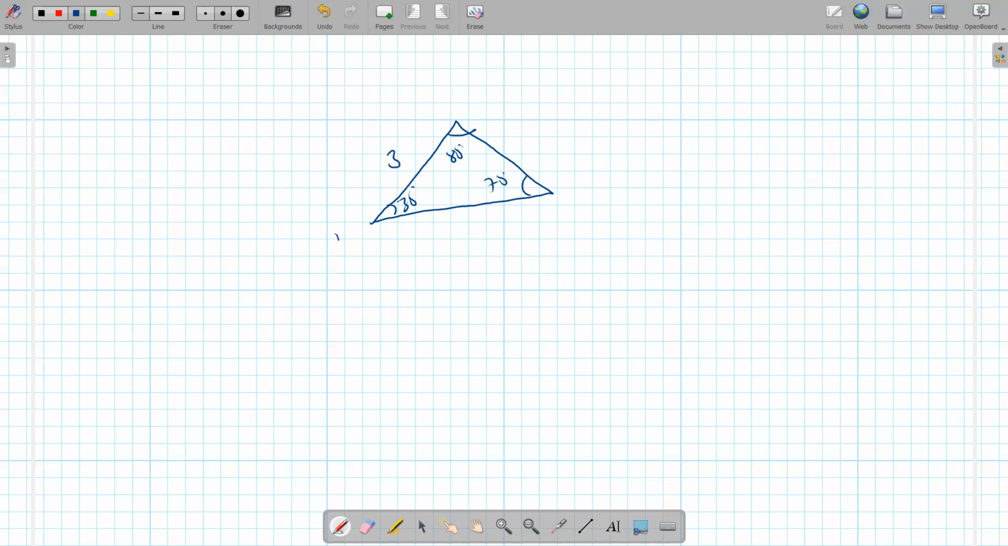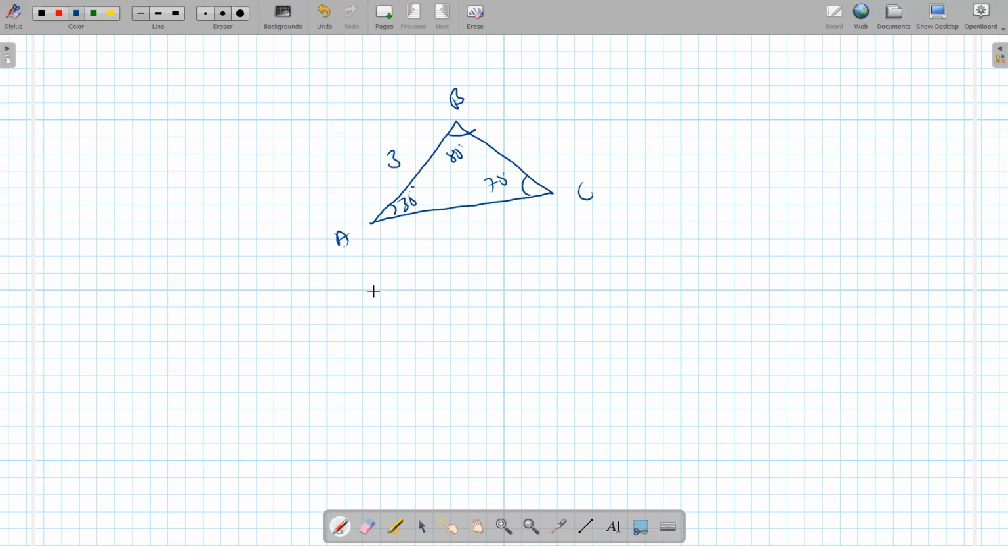Now the question is, how can we find BC and AC? We can't use SOH CAH TOA because SOH CAH TOA is strictly only for right angle triangles. Same thing with the Pythagoras theorem. So when you encounter a non-right angle triangle, you need to use something called sine law or cosine law. Let me show you what that looks like.